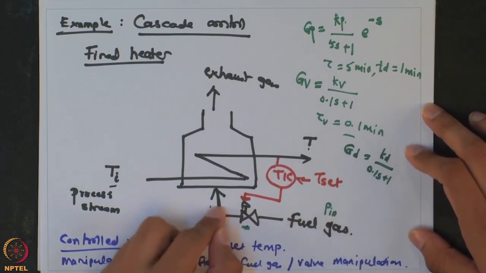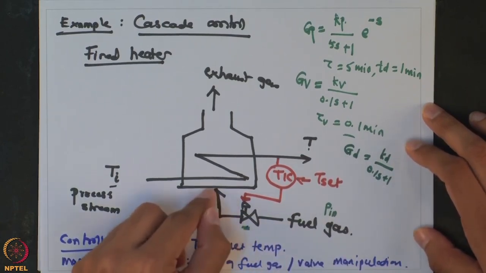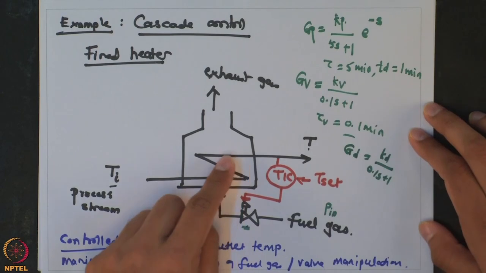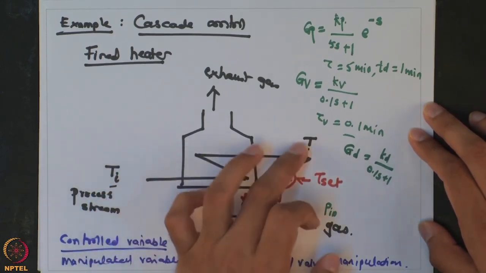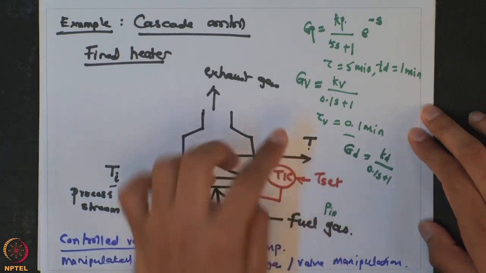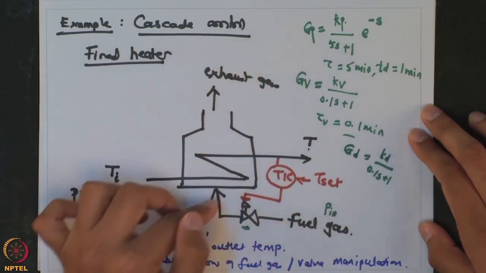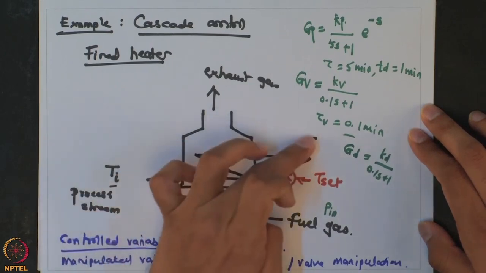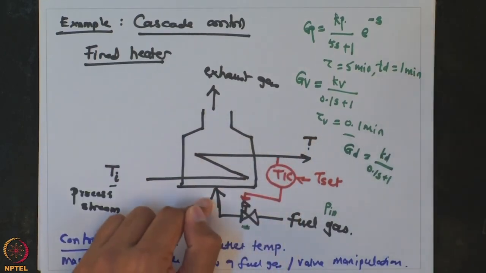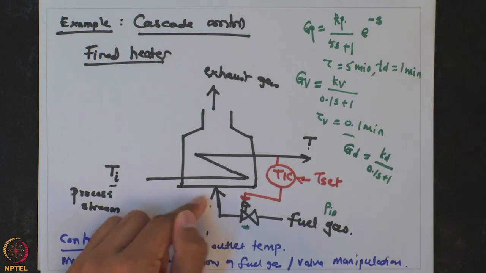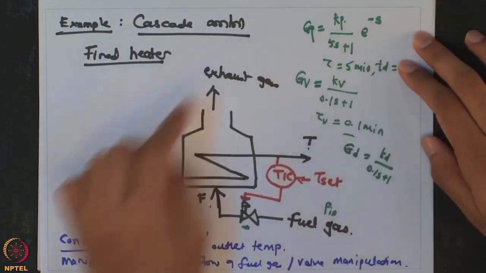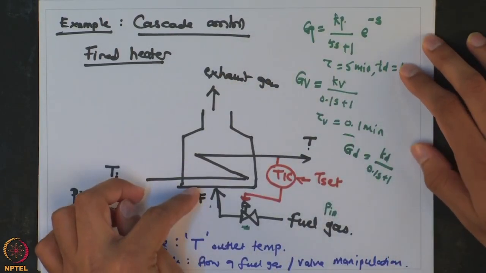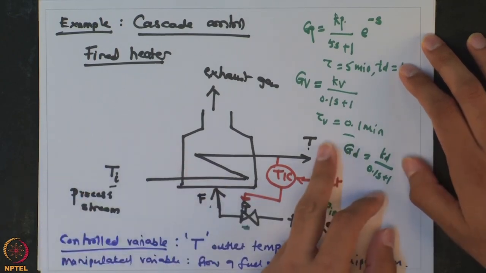So the flow will increase, and as the amount of fuel going into the furnace has increased, it will increase the heat of combustion, and in the end it will increase the outlet temperature. However, if you look at the process transfer function, which is the transfer function between this outlet temperature and fuel flow, let me represent it as F. So it has a dead time of 1 minute. So even after the flow has increased, up to 1 minute, this temperature will not show any effect.